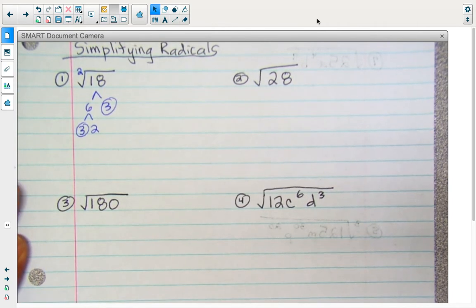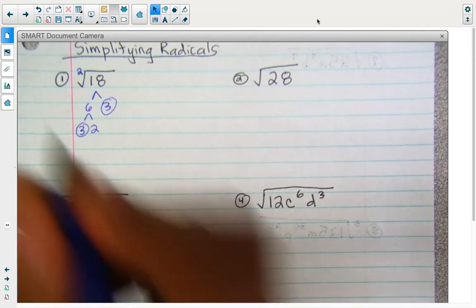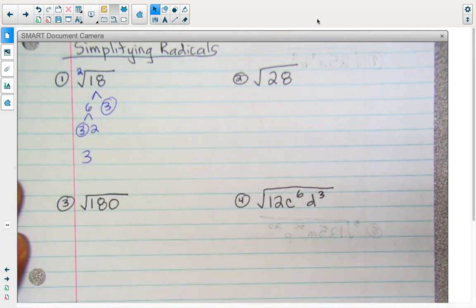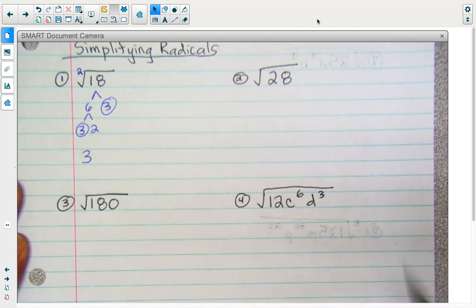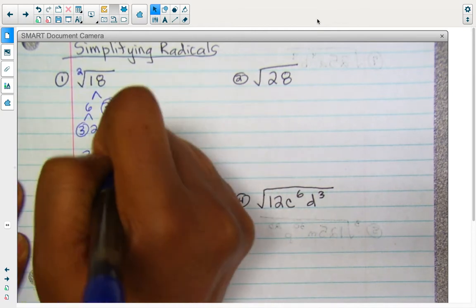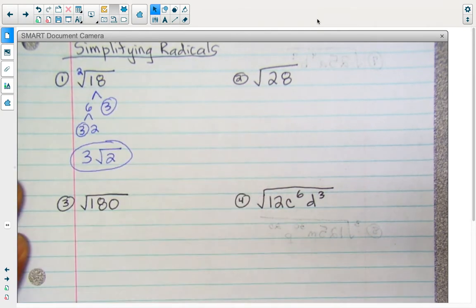Complete groups go on the outside. So I've got a complete group of 3 there. Leftover prime numbers go on the inside. So the leftover prime number here is the number 2. So this is my final answer.